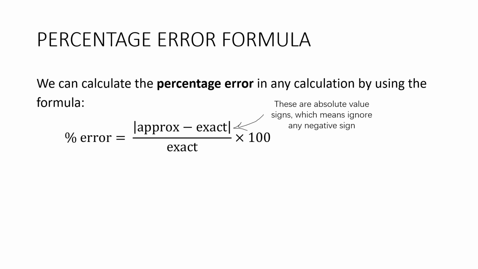Now once we've worked out the error that we've created, we can calculate the percentage error. And here's the formula. Percentage error is equal to the approximate value, take away the exact value, divided by the exact value. And there's some funny symbols here which you may or may not have come across before. These are absolute value signs, and that means ignore any negative. So if you get a negative, then just strip the negative off. And then we're going to take this fraction and multiply it by 100.